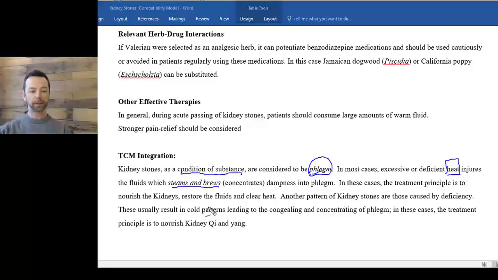The treatment principle then is, in this case, we want to really nourish the kidneys. Restore the fluids is probably the best way to say it. Clear heat wherever you need to clear heat, or wherever there's heat that you can find to clear. You can have cold pattern kidney stones.